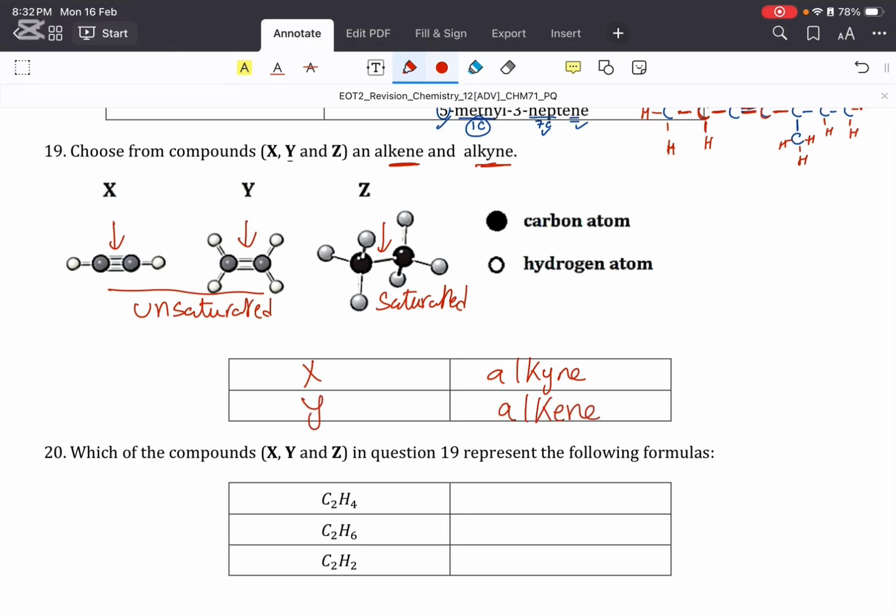Which of the compounds represents the following formula? The black is the carbon, the white is the hydrogen. I have C2H2, that's X. I have C2H4, that's Y. I have C2, 1, 2, 3, 4, 5, and 6. That's it.